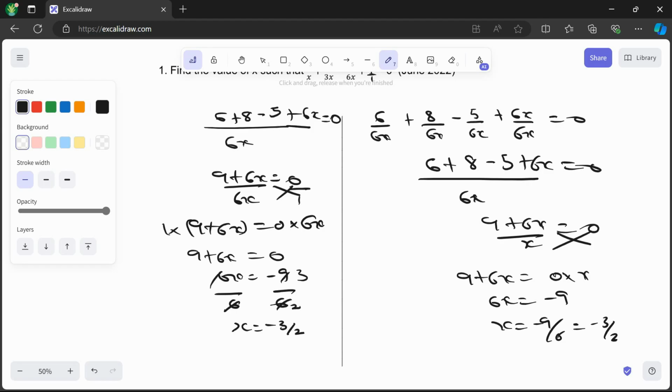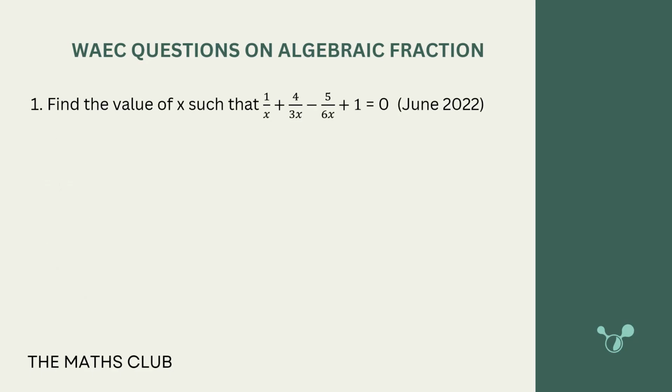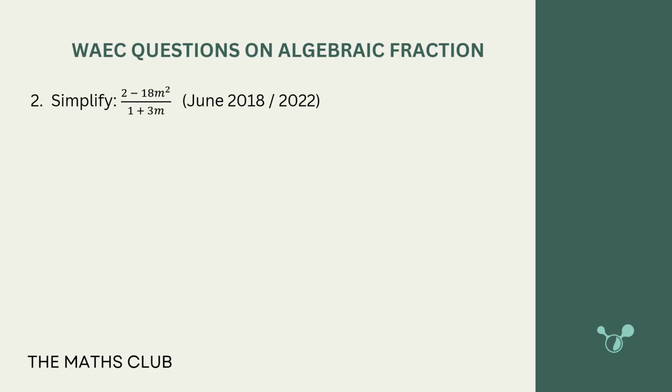So our x is minus 3 over 2. Let's see if we're correct. That will be option C. Question 2 says that we should simplify 2 minus 18m squared all over 1 plus 3m. As always, pause the video and try it out yourself.